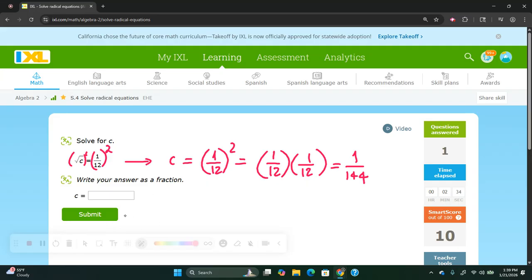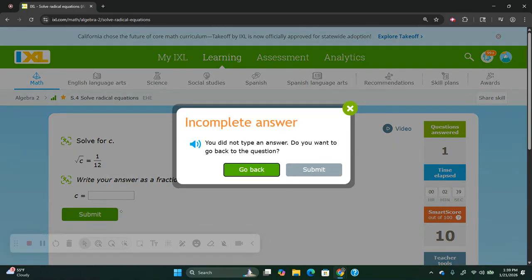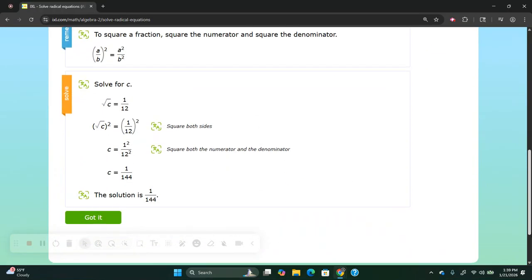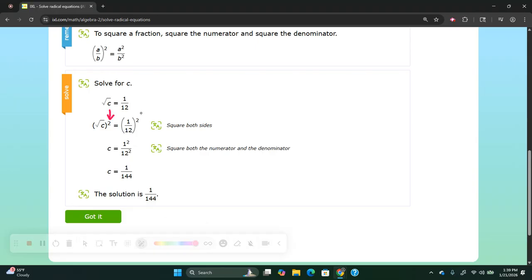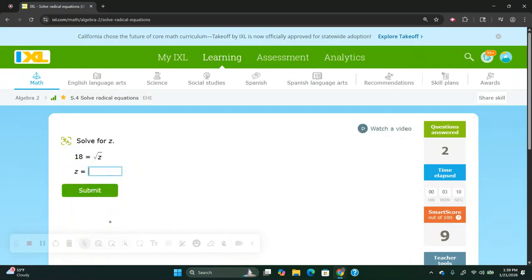Okay, but let's take a look at the solution over here. They're going to explain it to you the same way. Okay, so here we go. Take a look at this. Okay, give me a second over here. All right, see, they do the same thing over here. You see that? Power 2, okay. But 1 over 12 power 2, that's 144, okay. So let's try the next problem.